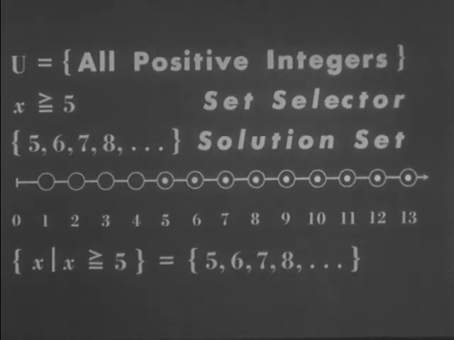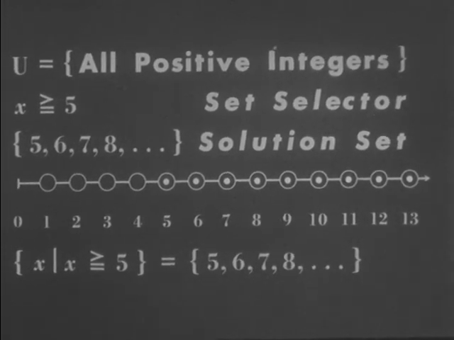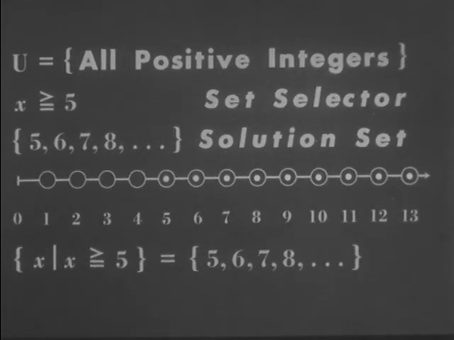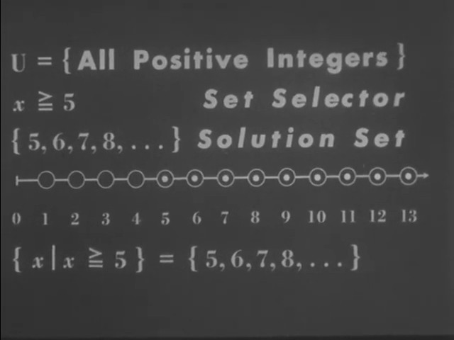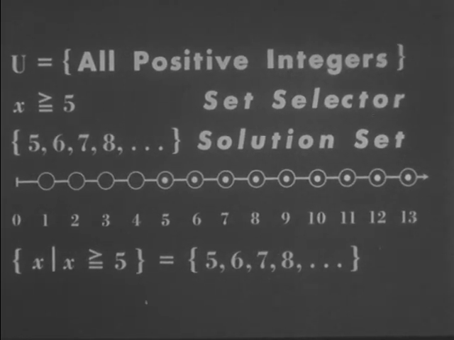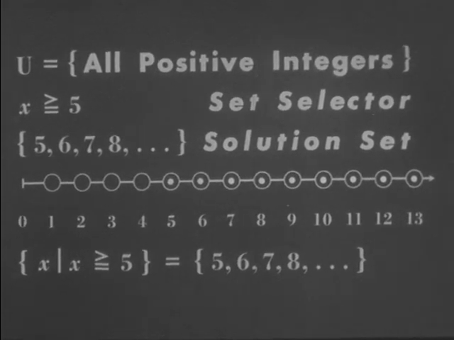A convenient notation is this. The vertical line stands for "such that," and the whole statement is read, the set of all positive integers such that x is greater than or equal to 5 is the set consisting of 5, 6, 7, 8, and so on.